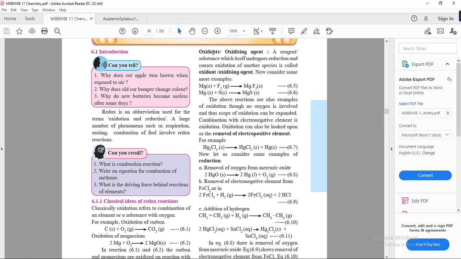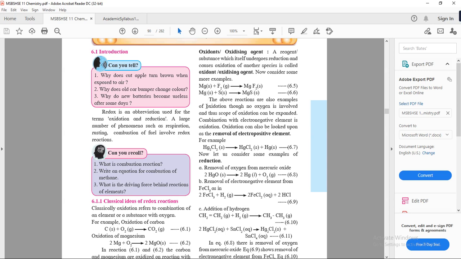So what is oxidant? An oxidant or oxidizing agent is a reagent or substance which itself undergoes reduction and causes oxidation for another species. An oxidizing agent is used to carry out the oxidation. It oxidizes the other species but itself gets reduced. For example, in this equation 6.5, see here F2 is reacting.